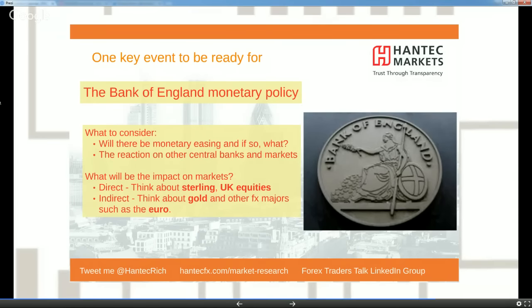In terms of the impact on the markets, direct impacts, think about sterling, think about UK equities. I think they are the key that markets will be looking out for, obviously. But there are other indirect impacts as well. I think gold is an indirect impact if the Bank of England announces strong easing measures. I think gold will have a pop to the upside, and I think other forex majors will obviously be impacted by this move as well.